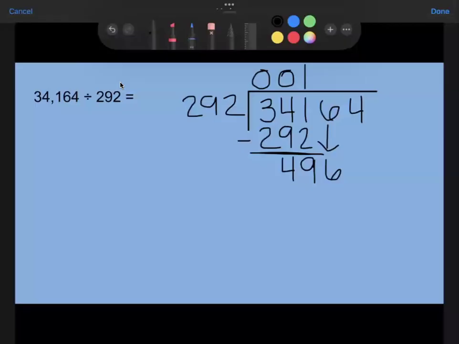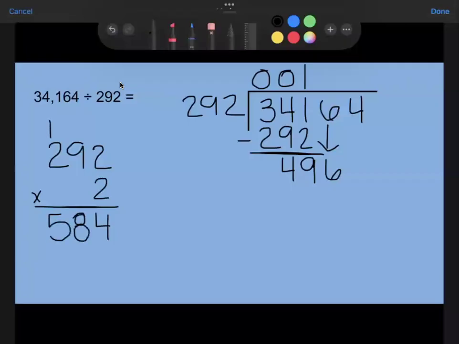So this is where we're going to do a little trial and error, a little guess and check. Now I could round 292 up to 300 and count by 300s till I get something that's close to 496. Or what I could do is take 292 and multiply it by an educated guess that might get me close. So since 200 would probably fit into 400 twice, I'm thinking that's where I'll start. Let's start with 2. 2 times 2 is 4. 9 times 2 is 18. Then 2 times 2 is 4 plus 1 is 5. So that's 584. That's a little too much, unfortunately.